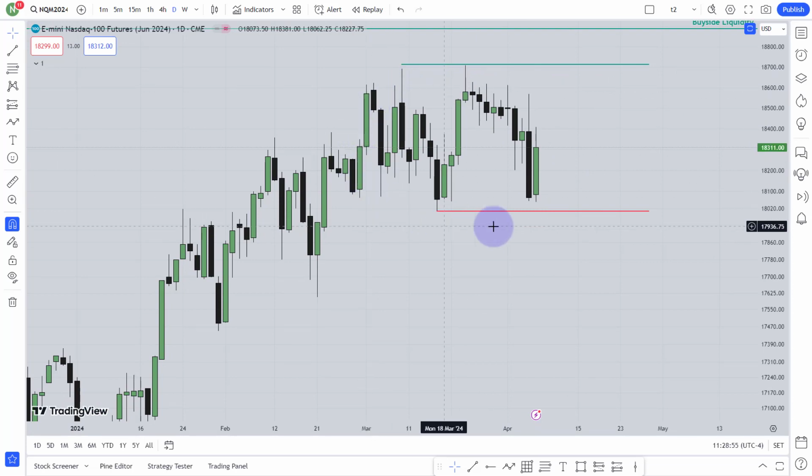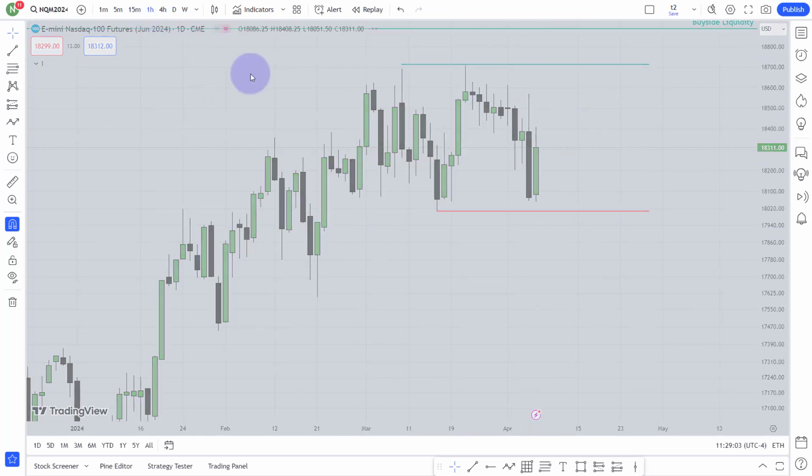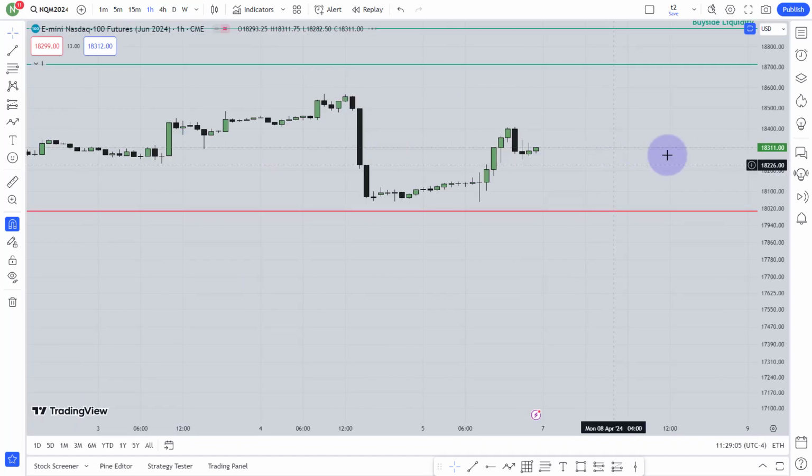Just look at this price action. This is pure consolidation. Don't be chopped up, or don't be so stubborn about one way. Please, that's my request. Let's go to the 1 hour chart and let's see what we can get from it.